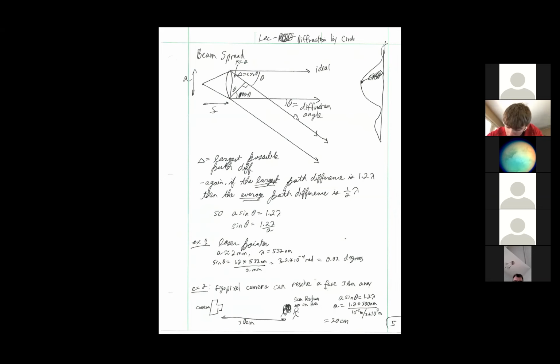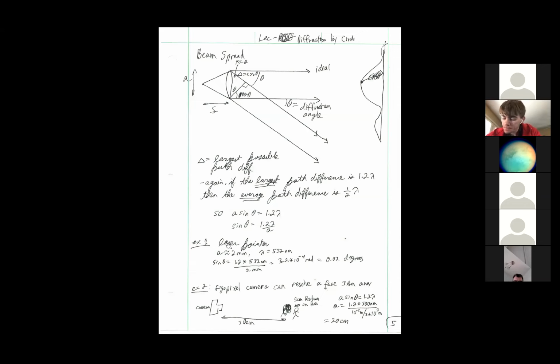And if it is spread out by an angle theta, well then this top path and this bottom path differ from each other by an amount a sine theta. And so the largest path difference would be between these two. That's a sine theta. And again, we get destructive interference adding up over all the paths from the surface of a circle if the largest path difference is 1.2 lambda, because then the average path difference is 1/2 lambda. So we get that A sine theta is 1.2 lambda, and sine theta is 1.2 lambda over A.